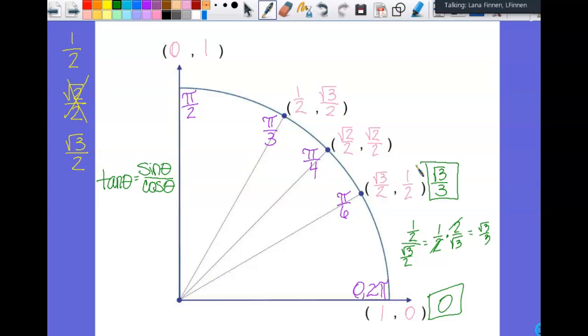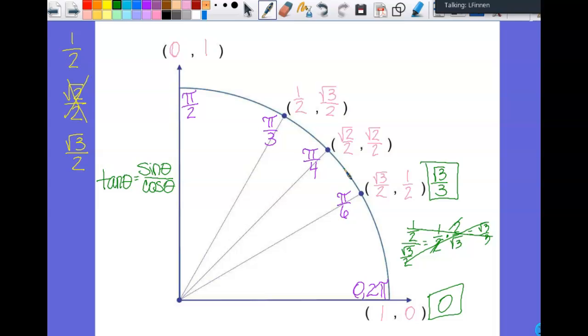So then I'm going to look at pi fourths. And I'm just going to mark that out because I don't want it to be a focus of what we're doing here. Pi fourths. I'm going to put y over x. If I put the square root of 2 over 2 over the square root of 2 over 2, what do I get?